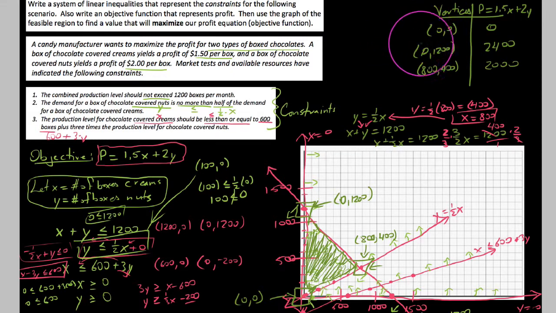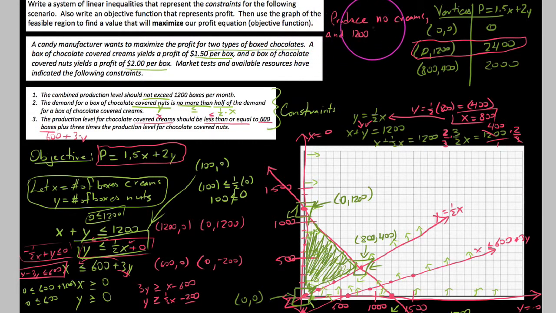So here's the deal. We wanted to maximize our profit. According to our market research, if all of these things are true, what we're going to want to do is this. Now we defined y to be the number of boxes of chocolate covered nuts and x to be the number of boxes of creams. Produce no creams. Of course I made this up. And 1,200 boxes of chocolate covered nuts. And this would give us a max profit of $1,200. Sorry, not $1,200. $2,400 that we see right here.